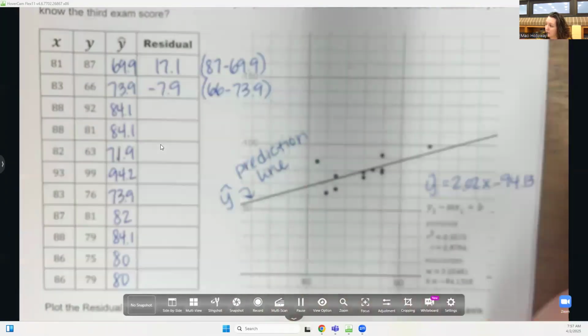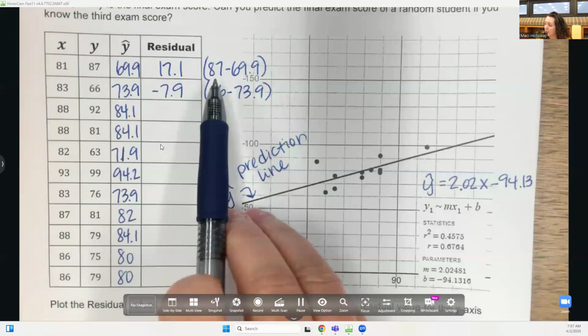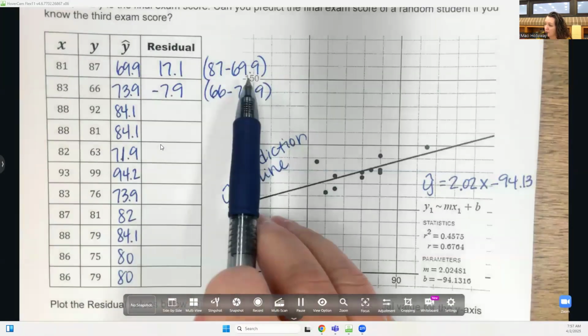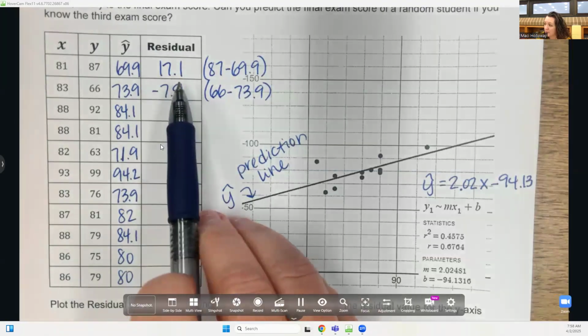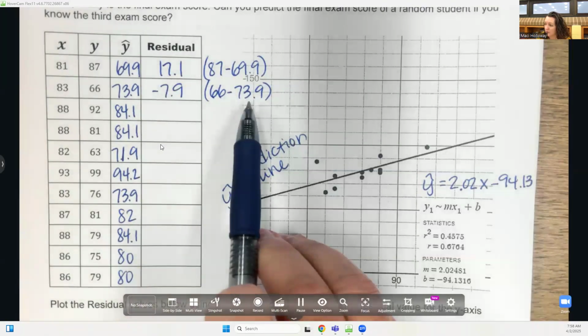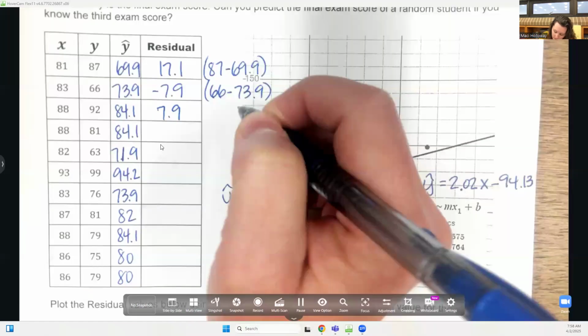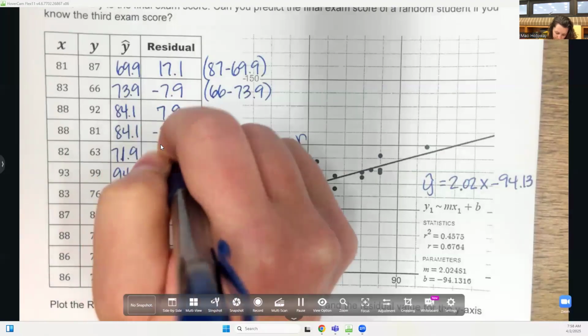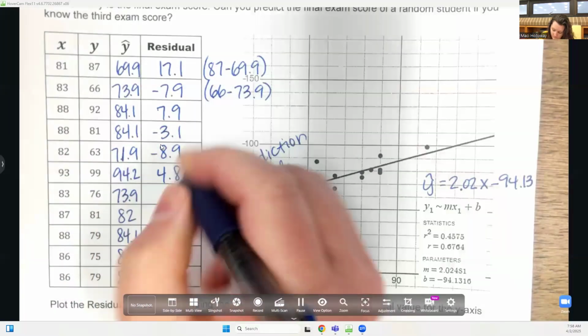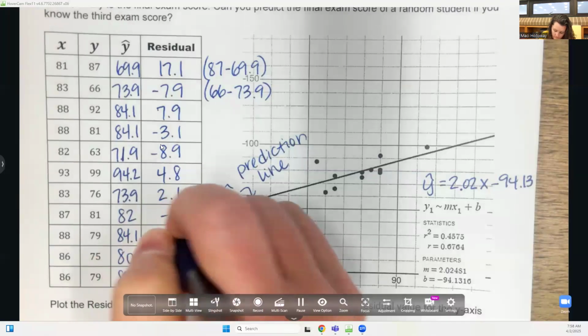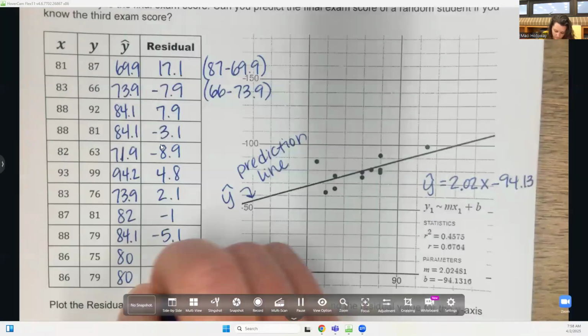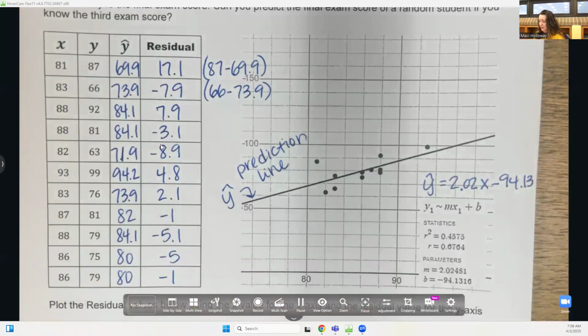So notice that if your actual value is larger than your y hat value or predicted value, then your residual is positive. If your actual value is smaller than your y hat value, then your residual is negative. All right, so we can keep going down through the line and subtracting. Negative 5 and negative 1. All right. So those are all of our residual values.